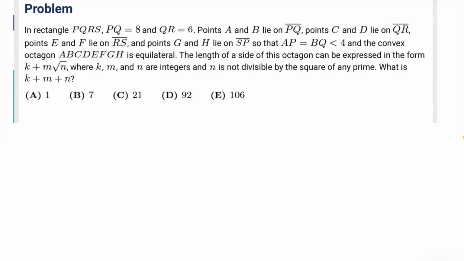The problem states, in rectangle PQRS, PQ equals 8 and QR equals 6. Points A and B lie on line PQ, points C and D lie on line QR, points E and F lie on line RS, and points G and H lie on line SP, so that AP equals BQ, which is less than 4, and the convex octagon ABCDEFGH is equilateral. The length of a side of this octagon can be expressed in the form k plus m times the square root of n, where k, m, and n are integers, and n is not divisible by the square of any prime. What is k plus m plus n?